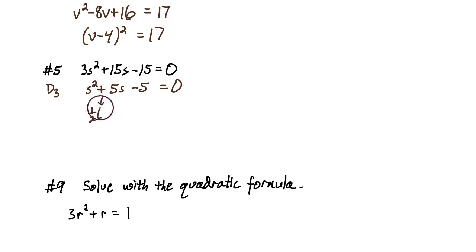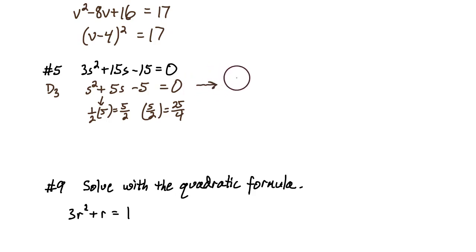Figure out what half of the 5 is. That's 5 halves. Then square the 5 halves. That makes 25 over 4. That's what we want our constant term to be. However, it's a little difficult to figure out in your head what you would need to add to this negative 5 to end up with 25 over 4.